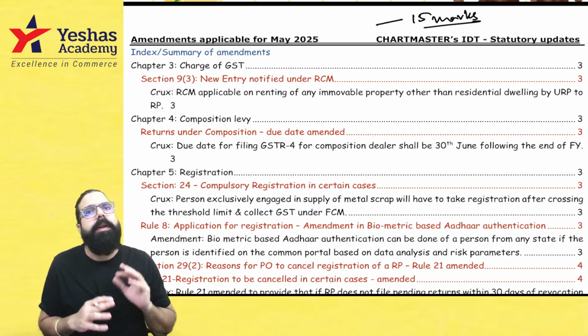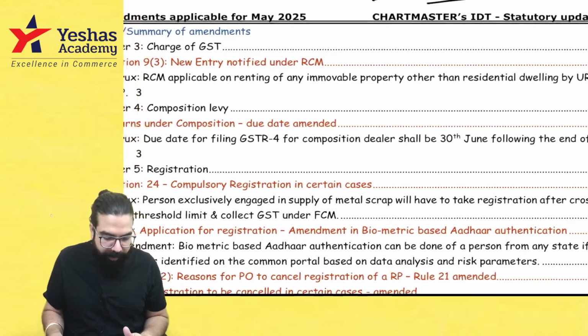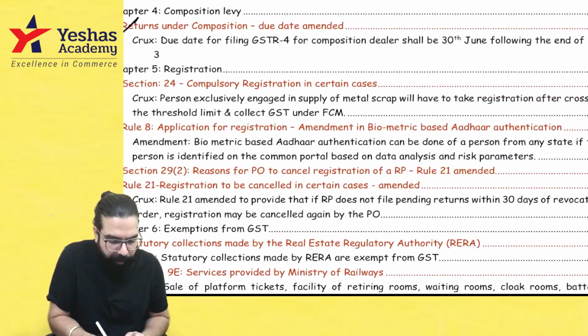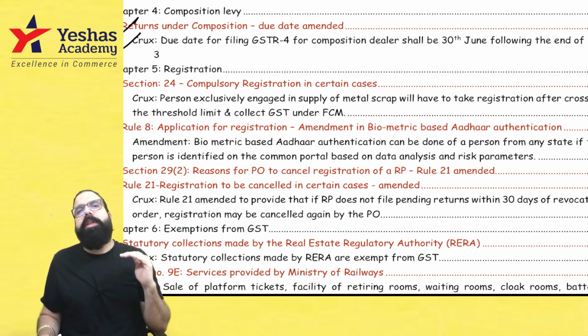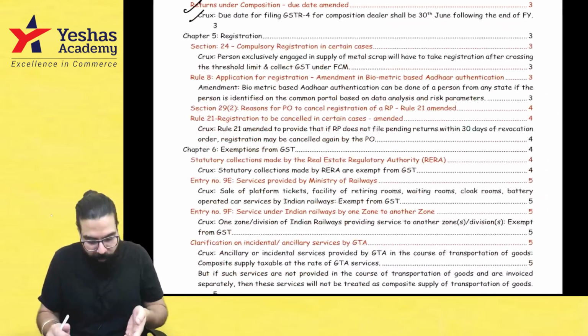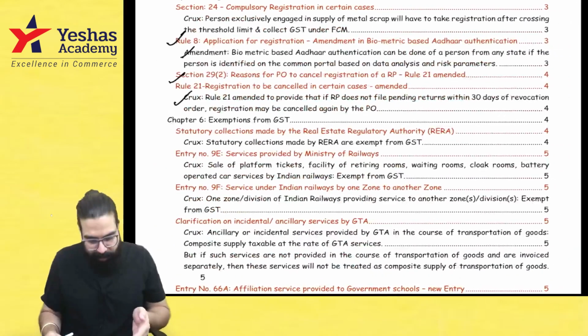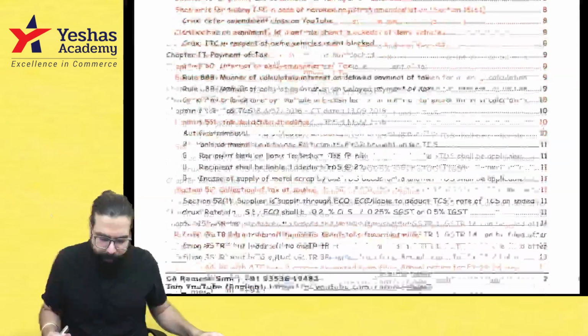Now, once we are done with the amendments, the index which I have given you, you can see the topic is there and the crux has been given. Once you are done with the amendments, one day before the exam or on the day of the exam, when you want to quickly revise, you can just read the amendment and the crux. All the amendments are written in shortcut form so that one day before the exam it becomes very easy.